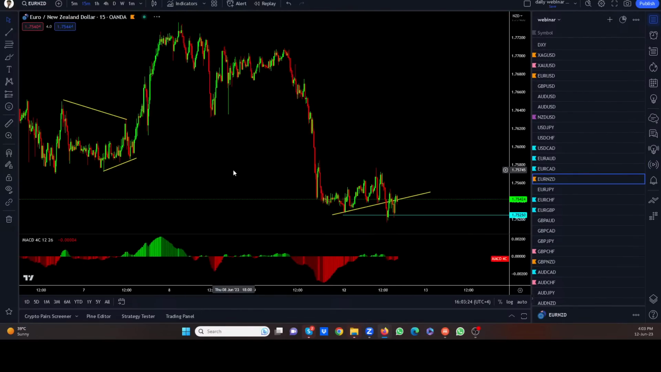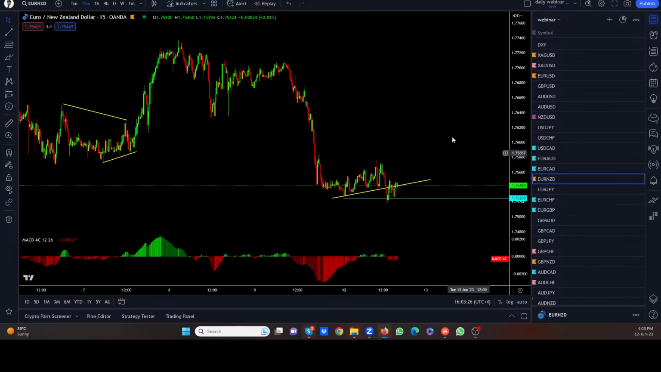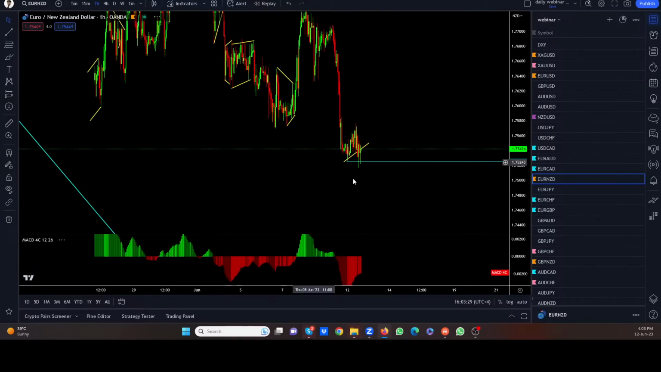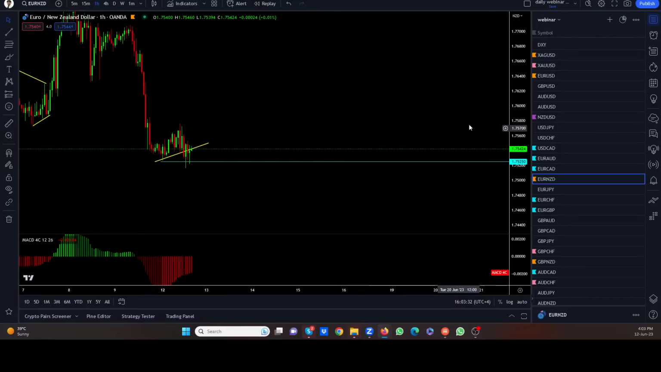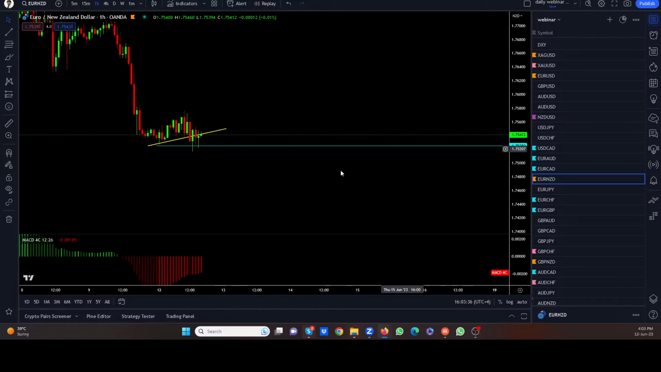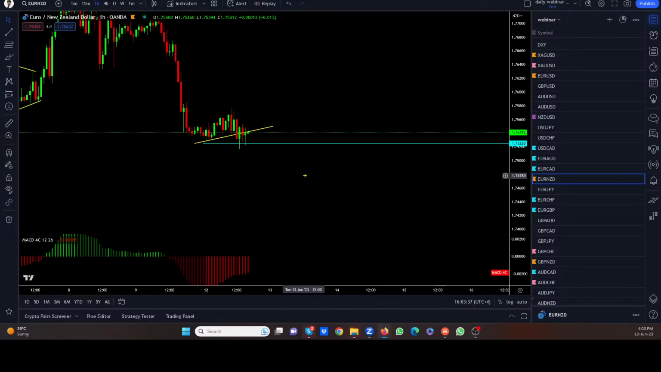Euro New Zealand. Sell setup, got tag, stay here. Go to the hourly, see what it's doing there. It's kind of tag you, go up, come back. If you're in my group, and any of my traders are in the group, they'll tell you that when this tags you, goes there, comes back here, and starts to go back up, we close that trade.